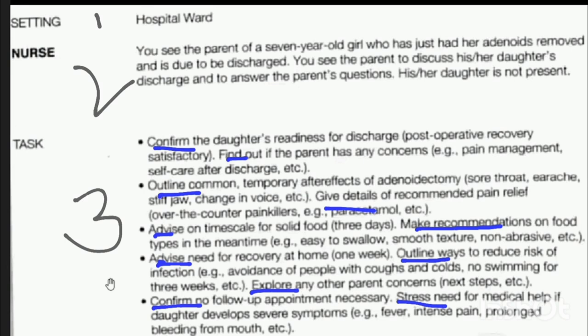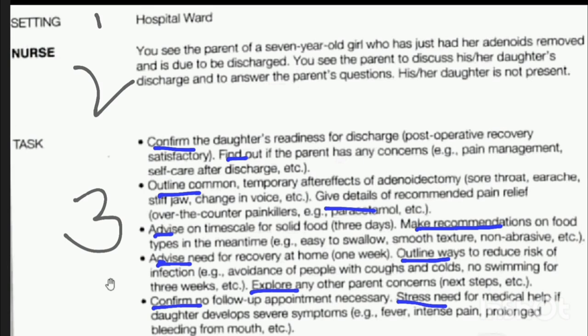So the next is, when the parents say that Mary is also fine, we can say, good to hear that, Sarah. I'm glad to inform you that Mary is ready for discharge and I am here to discuss the same with you. As we have seen from the background history, a nurse is talking with the parents regarding the daughter's discharge. So next, the parents are worrying regarding her discharge.